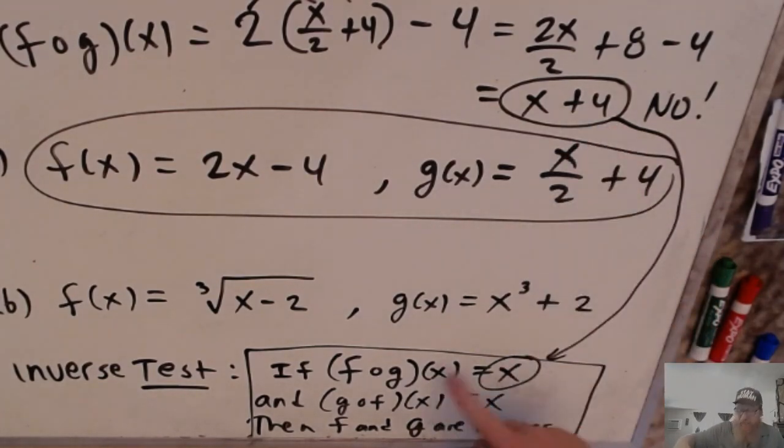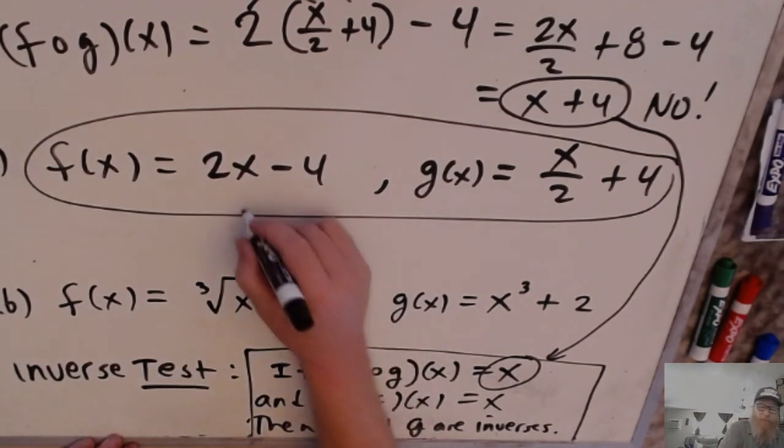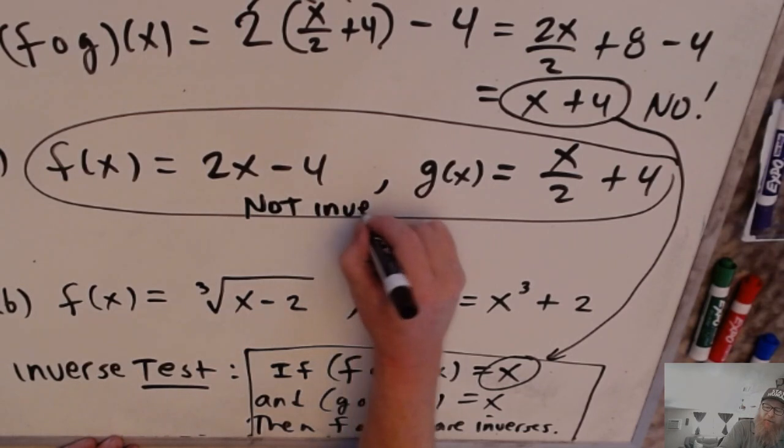If it fails either one of these, stop. There's no need to give it the next test if it fails the first test. You only get one chance to fail. Once you fail, that's it. You don't get a second chance. Okay, so no. These are not inverses.